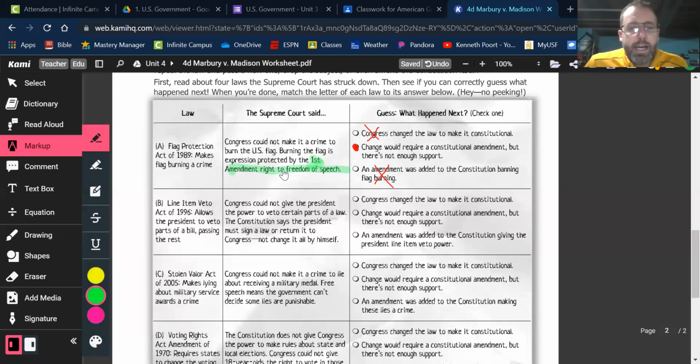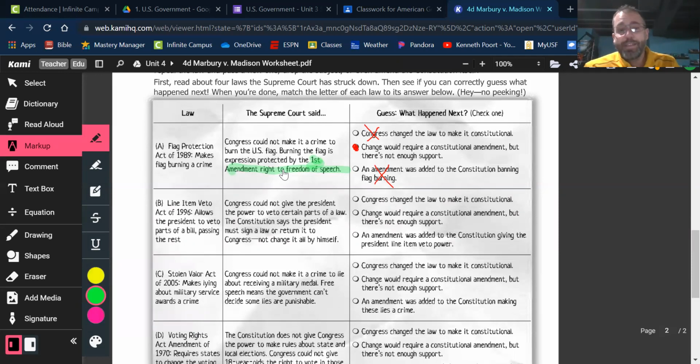Line Item Veto Act of 1996 allows the president to veto parts of a bill while passing the rest. So this would basically say, okay, the president gets a bill that could become a law. The president reads through it and says, okay, I like that. Nope, don't want that. Starts crossing stuff out that he doesn't want in the bill anymore. And then he passes what's left. So essentially keeping what he likes and getting rid of what he doesn't like.